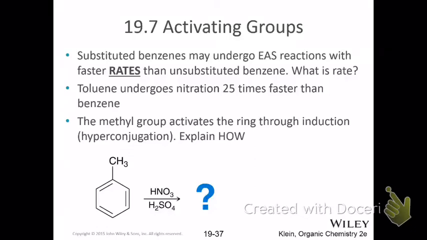Okay, so what we're going to do now is talk about activating and deactivating substituents on rings, and just some groundwork first. When we say activating substituents, it's anything on the ring that makes the reaction go faster than benzene. And if it's a deactivating substituent, it's anything on the ring that makes the reaction rate go slower than on benzene.